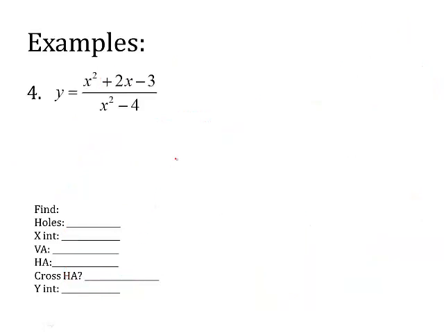Let's try another one. All right, same song, second verse. We're going to factor, factor, factor. Let's factor the top. I get x plus 3, x minus 1 on top, x minus 2, x plus 2 on the bottom. Okay, first, I look for holes. Do I have any holes?